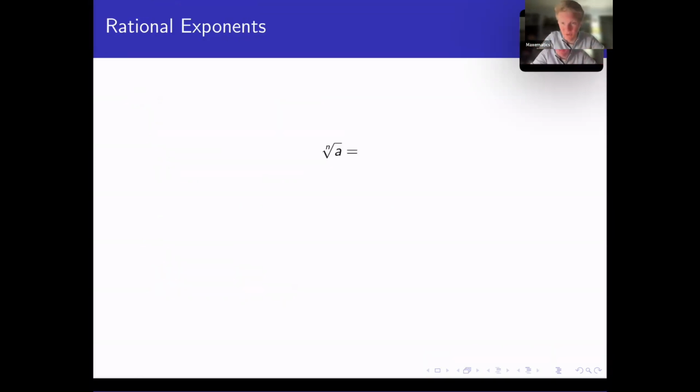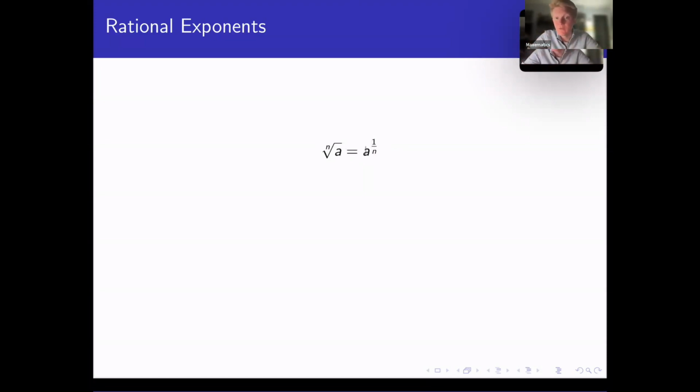So in general, the nth root of a is a to the 1 over n. So there is a connection here. We've been doing roots this entire time, but what roots really are is fractional exponents. So the square root of a is a to the 1/2. The cube root of a is a to the 1/3. The fourth root of a is a to the 1/4. The fifth root of a is a to the 1/5, and so on.